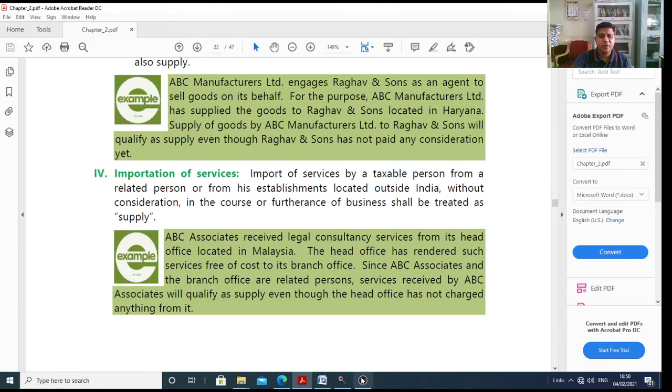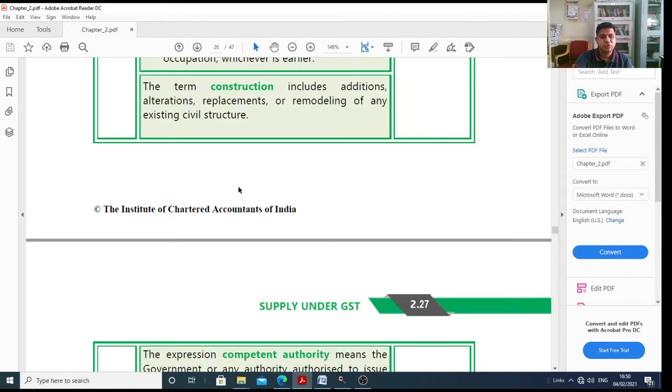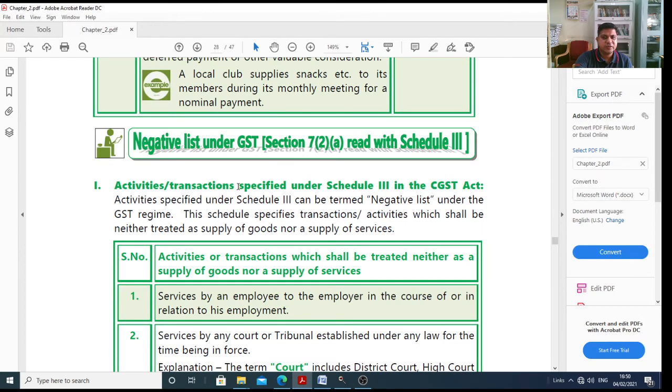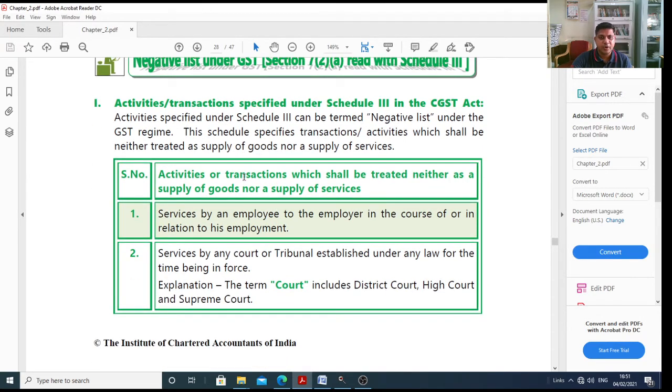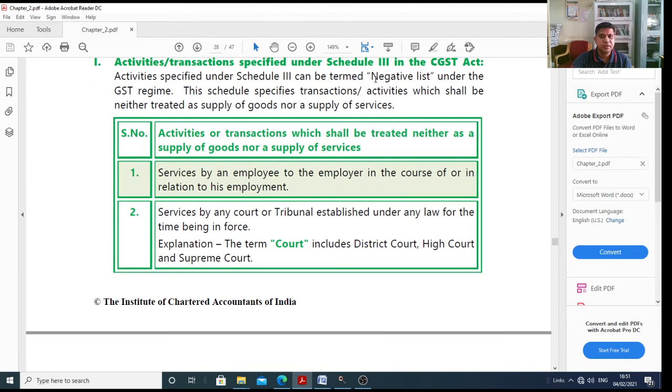So friends, I hope you understood the various concepts related to GST. You should understand these things first. Now we will talk about Schedule III. Schedule III is considered a negative list. It means any transaction or activity related to the negative list is not a supply of service or supply of goods, or we can say there is no need to pay taxes. Now, what kind of transactions?